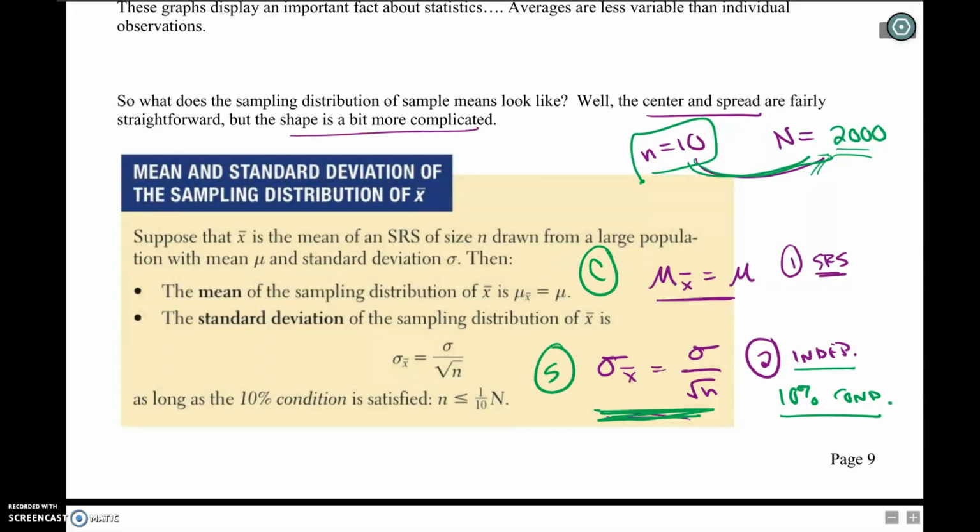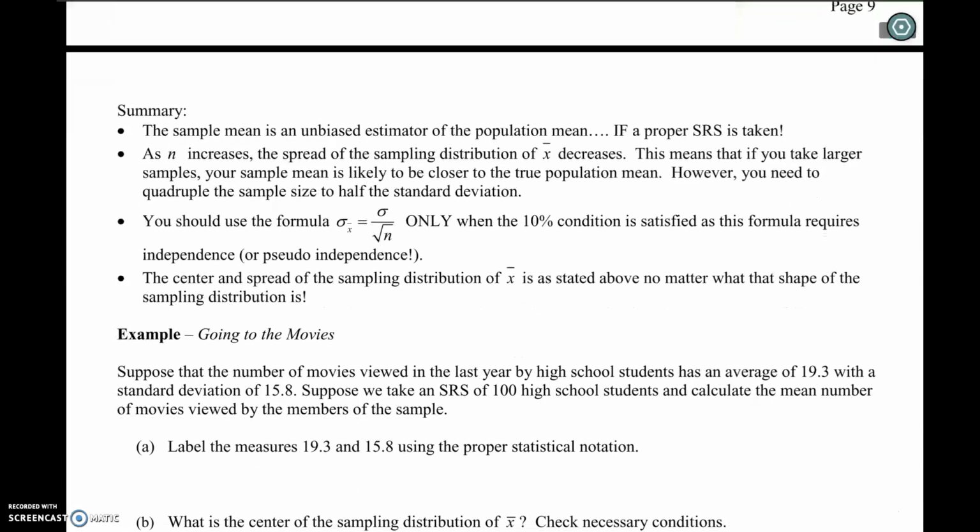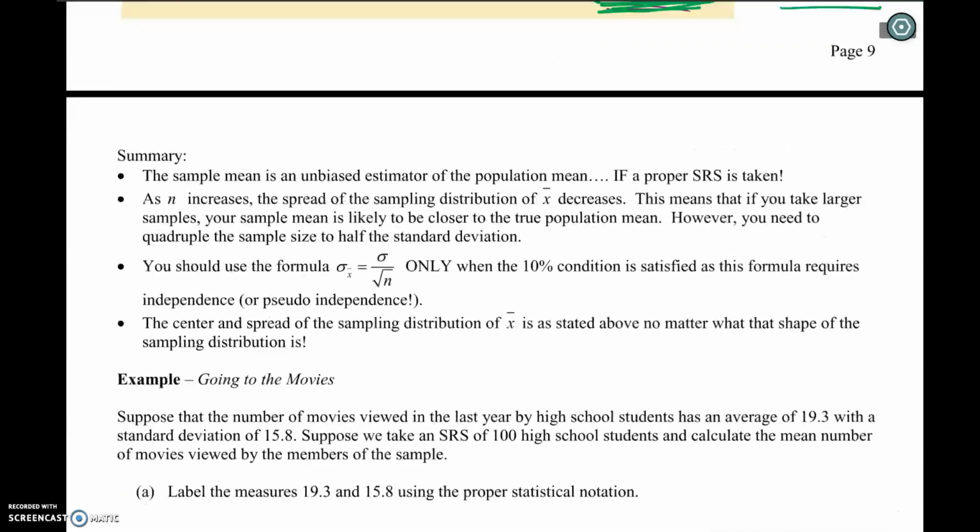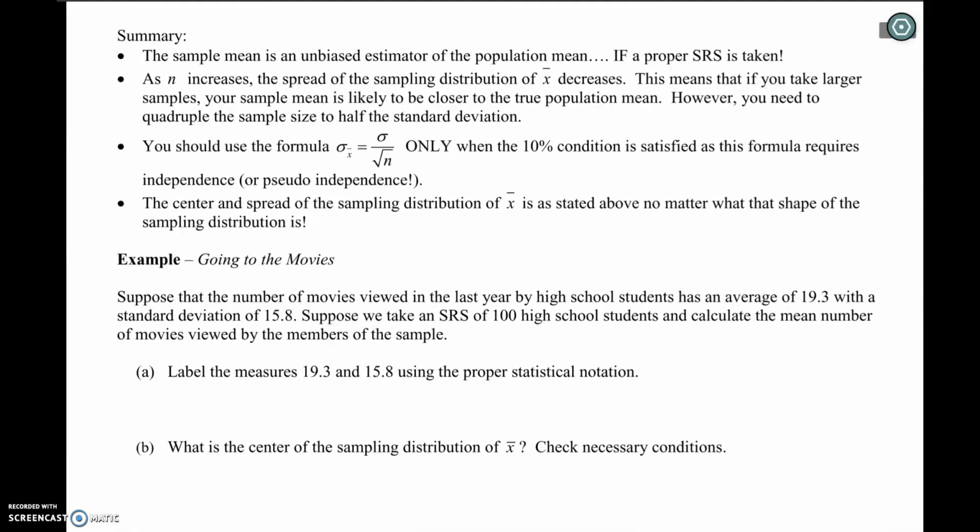Now we just need to talk about shape. Shape's a little bit complex. Might wait till the next video. Let's just do this example and talk about this summary here. So this is going to summarize the things that I just talked about.